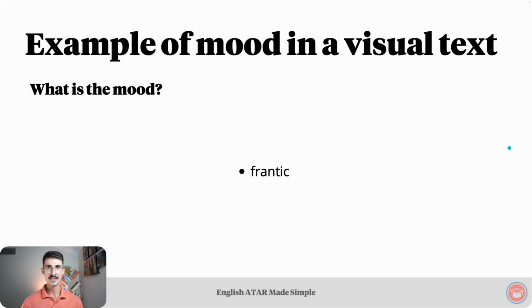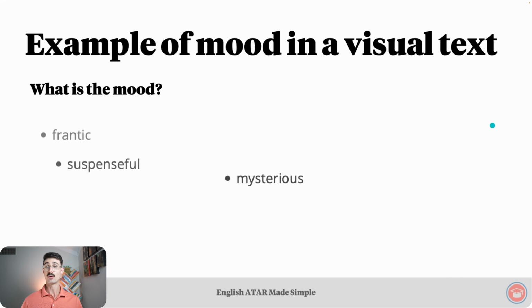We could say it's frantic, which means distraught with fear. This is mainly created through the fast-paced editing that we discussed a moment ago. We could say it's suspenseful, which means uncertainty or expectation about something that may happen. And this is evidenced by the lack of music before the killer walks into the bathroom, which suggests something is about to happen. We could also say the mood's mysterious, meaning difficult to identify or explain.